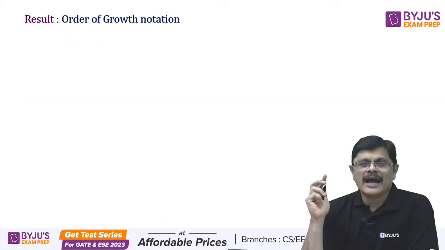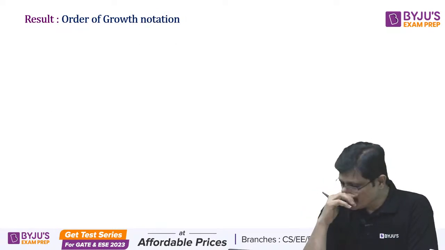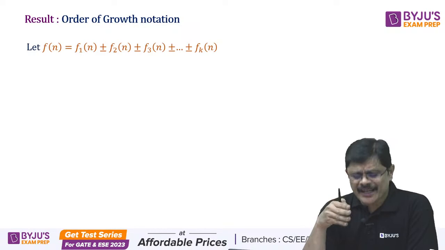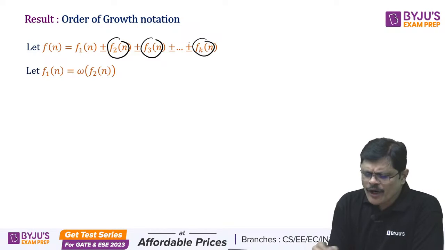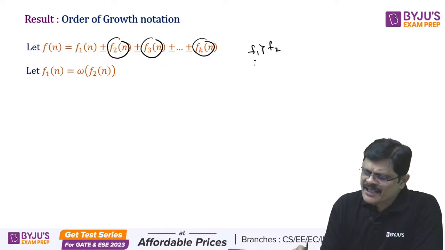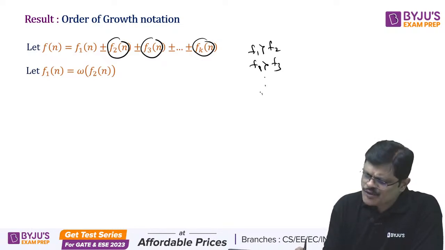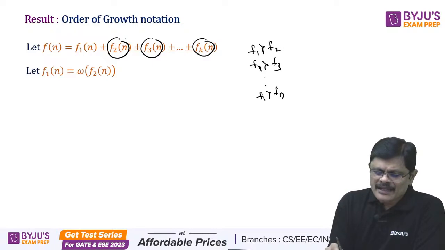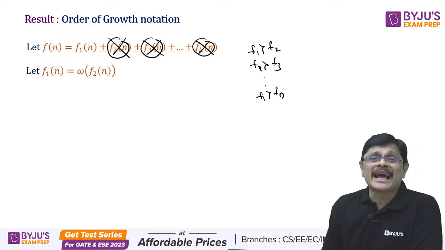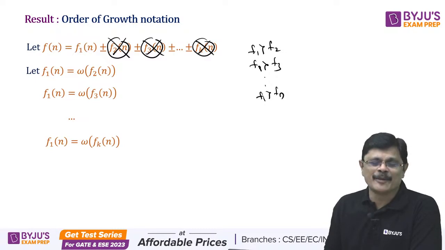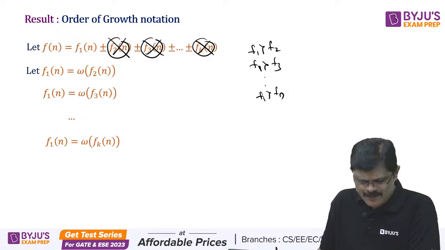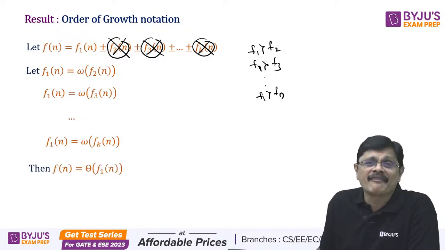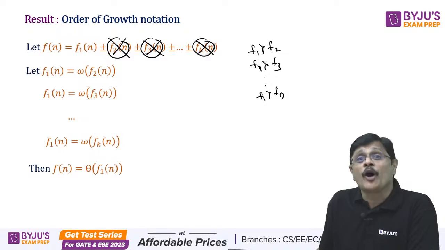And this is one very important result, order of growth. See, whenever you are having a function written as sum of many functions, and if all these fellows are having lower order growth than f1, that is f1 is larger than f2, f1 is larger than f3, and so on, f1 is larger than fn. So all these are called lower order terms. You can cancel them, my dear friend, because asymptotically their effect would be negligible. So you can simply write fn is theta of f1n. This is the basic idea of order of growth notation.